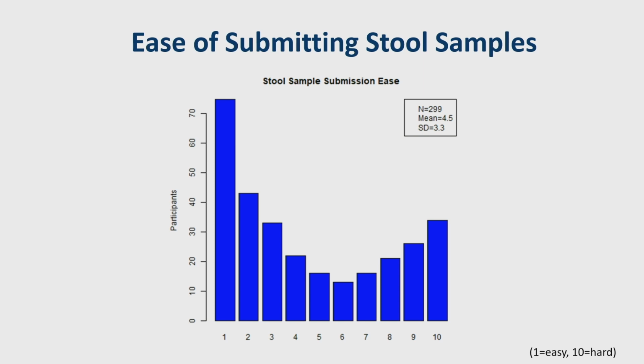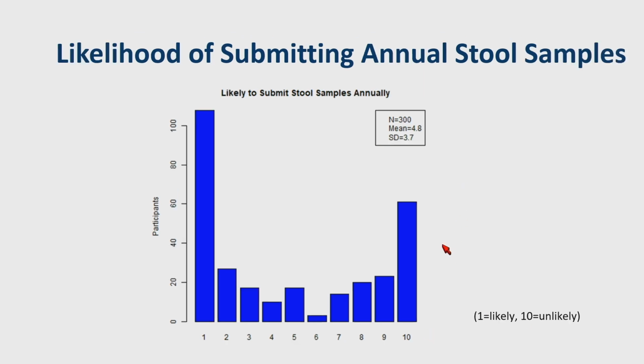So what we found in some of our preliminary data to date is that most of the people who participated felt that stool sample submission was on the side of easy over being hard, although some people definitely felt like it was hard. In terms of likelihood of submitting annual stool samples, most felt they were likely to submit annual stool samples, which you would have to do for FIT. Cologuard is every 3 years, over those that were unlikely to submit.